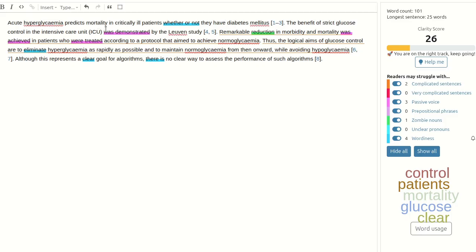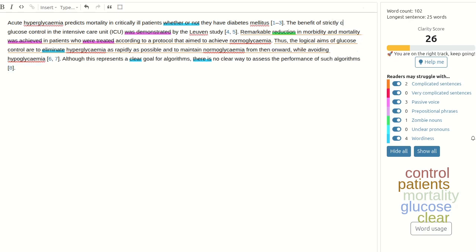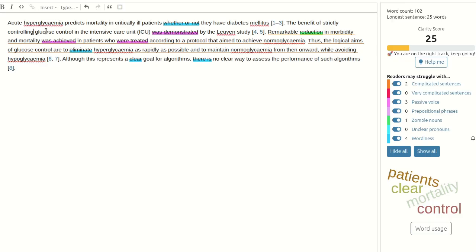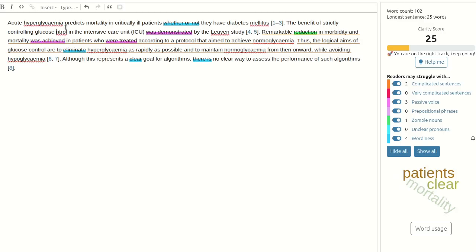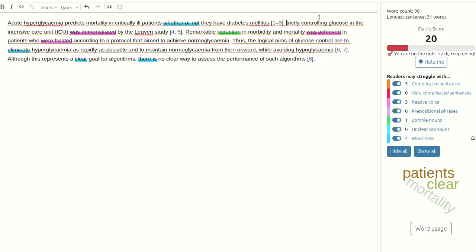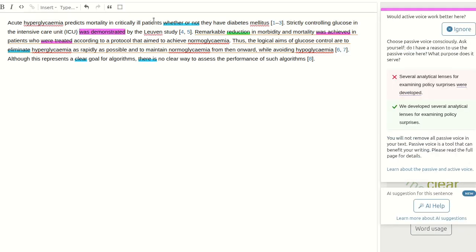Okay, strictly controlling glucose. Let's try something like this. Strictly controlling glucose in the intensive care unit. And here you say that there's a benefit of it. But actually, what I would want to know is, well, what exactly is the benefit? Can we not be vague, but can we be more precise? How does strictly controlling glucose help those patients?